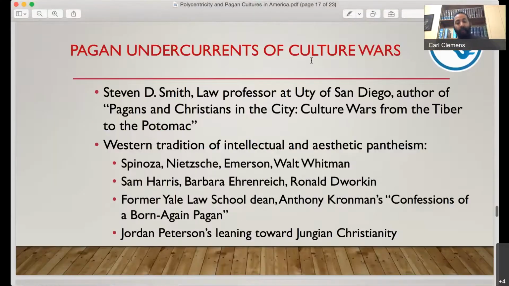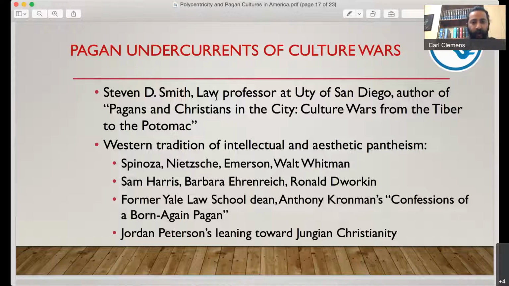So, pagan undercurrents of culture wars. There are culture wars in the United States that have been going on for a while. And in academia, there's an increasing interest in paganism as a possible candidate for the future of American religion. The reason is that today, religion and politics is so polarized in America. Organized religion, very few people follow it anymore, except a few people on the religious right, especially the Christian right. But many people still are interested in spirituality, and many of their beliefs resonate with paganism.